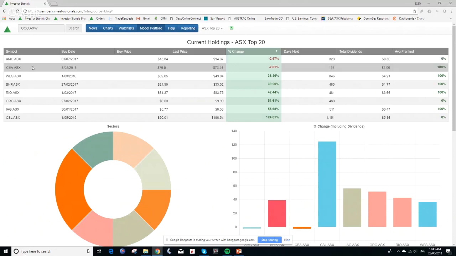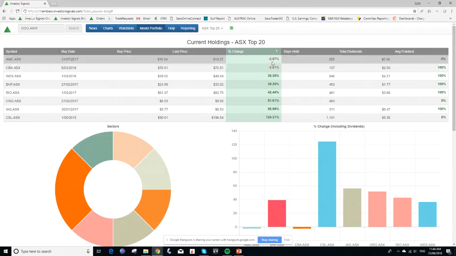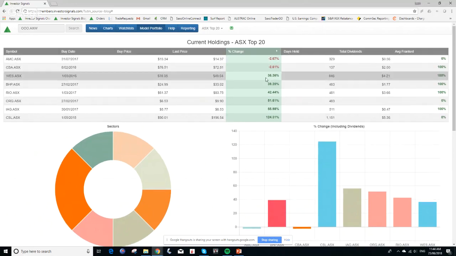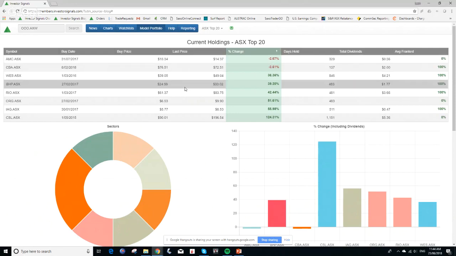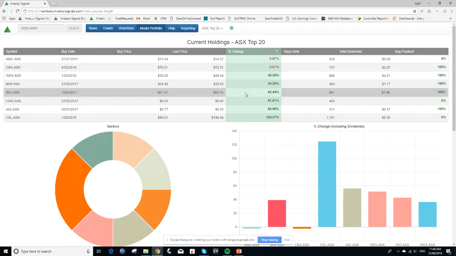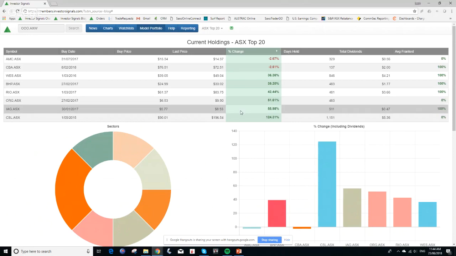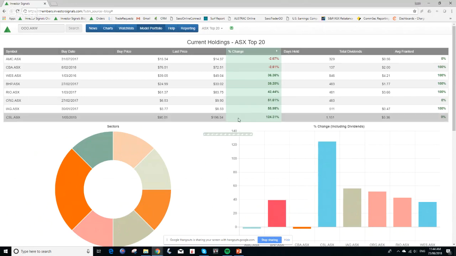CBA, we've seen a fairly substantial recovery in this. It was added to the portfolio at $76 and it started to recover. So this includes the dividends. I've really only got two stocks in the model that are underperforming. Wesfarmers has done very well, as has BHP, Rio, Origin, IAG and CSL.